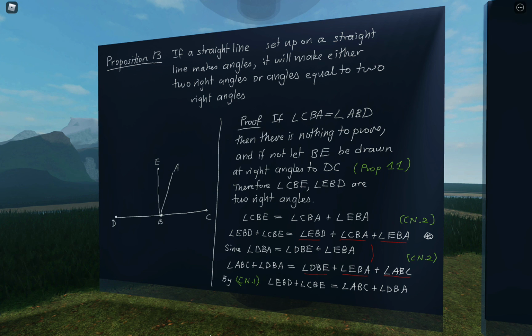But what were we trying to show? Well, we were trying to show that if we set up this straight line here, it will either make two right angles, we dispense with that case, or angles equal to two right angles. That is, we were trying to prove that the sum of those two was equal to two right angles. But that's exactly what we've done, I hope. Right, so ABC plus DBA is equal to the sum of two right angles, which is this part here underlined in green. Okay, so that's it.